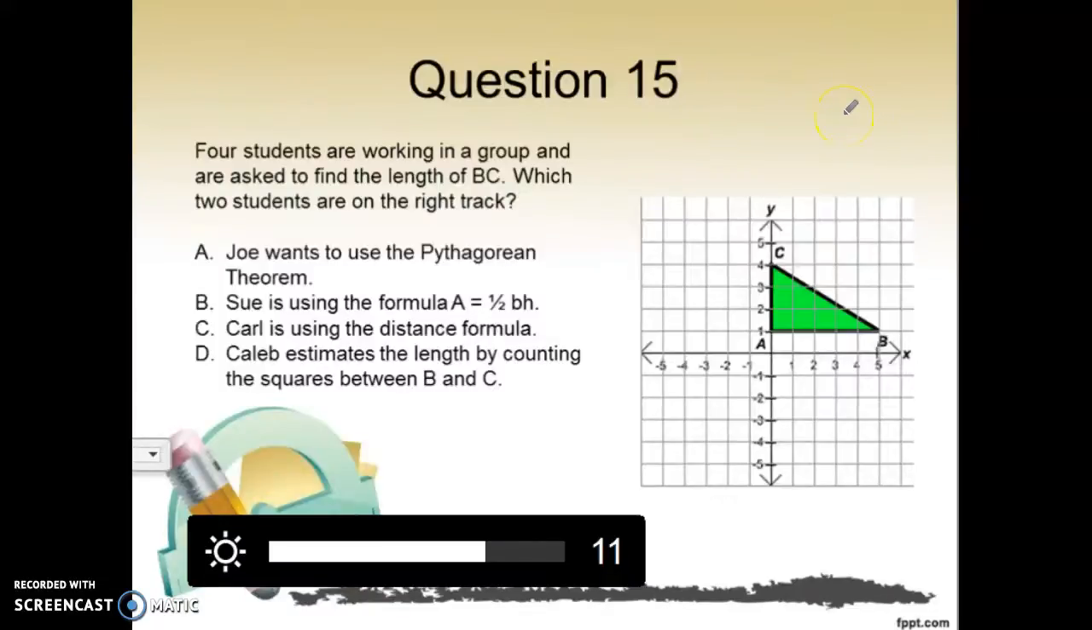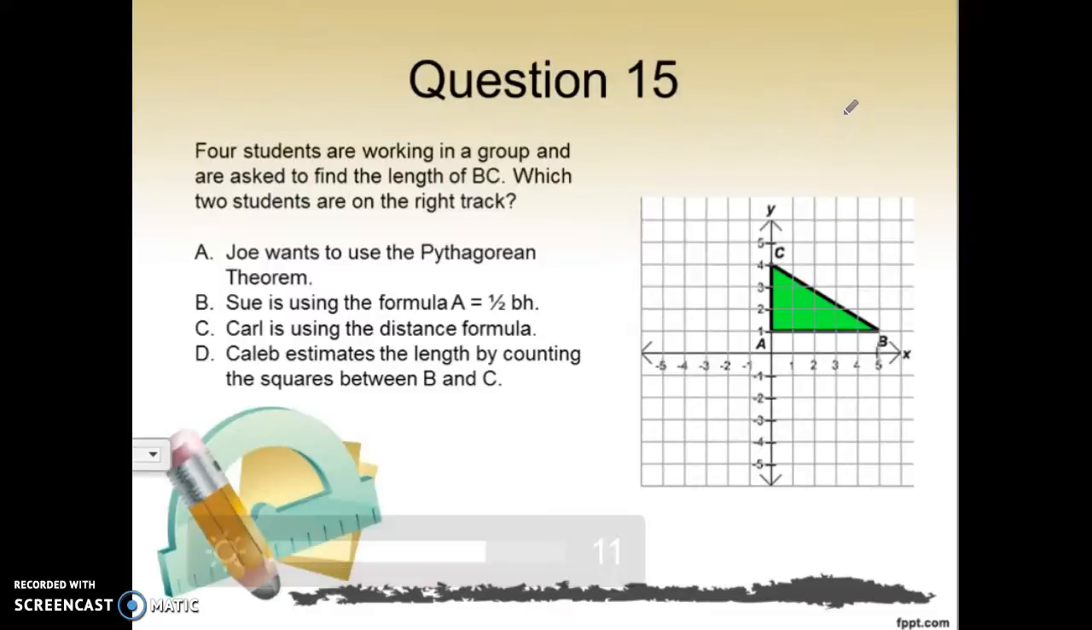You are Geometry Geniuses, and this is number 15 in your interim assessment review. Now, remember, these questions are similar to what you'll see on the interim assessment, but not the same. Here, 4 students are working in a group and are asked to find the length of segment BC. I'm going to pull out my highlighter, and I am going to just highlight that.